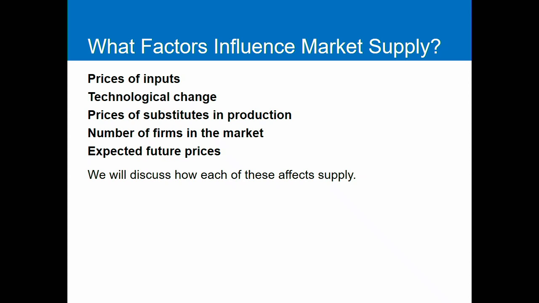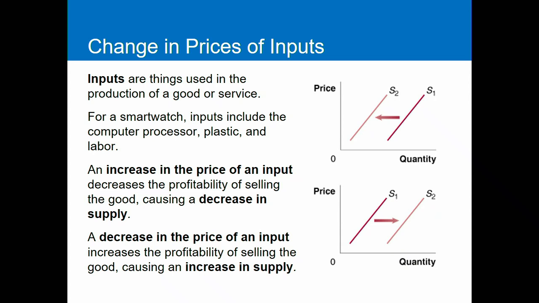Now, there are several factors that influence market supply. These are slightly different because it's the producer side of the market instead of the buyer side. So we have the prices of inputs, technological change, the prices of substitutes in production, the number of firms in the market, and the expected future prices. Right. So inputs are the resources we use in the production of a good or a service. So for smartwatches, it's things like the computer processor parts, the plastic that goes into it, and the labor. So the cost of actually paying workers to make these goods.